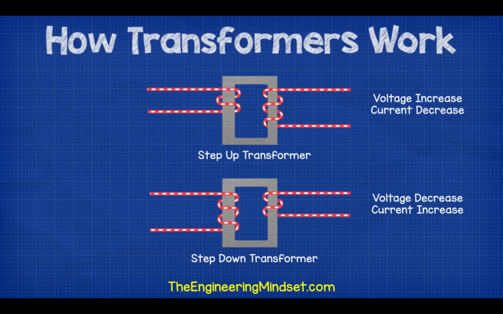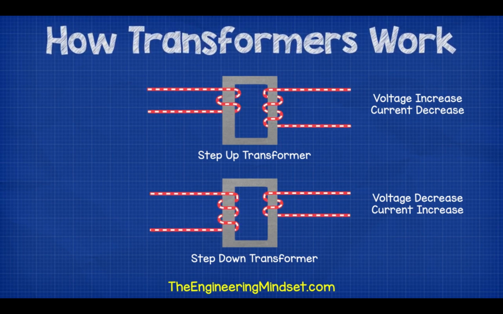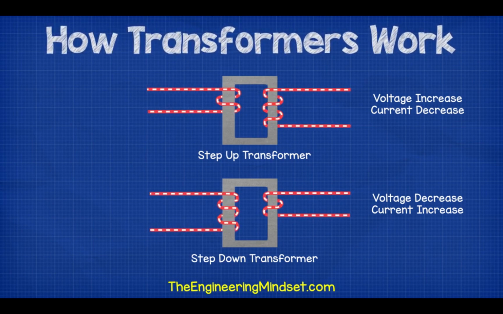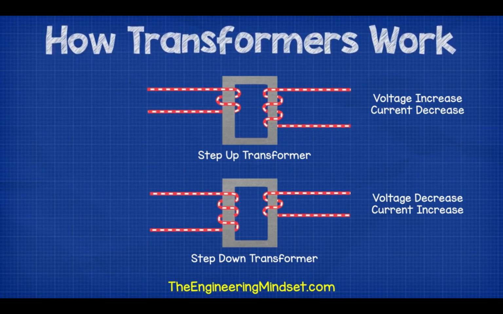To increase the voltage in a step up transformer, we just need to add more turns to the coil on the secondary side than the primary side. In a step down transformer, the voltage is decreased in the secondary coil, which means that the current increases. To do this, we just use fewer turns in the coil on the secondary side compared to the primary side.